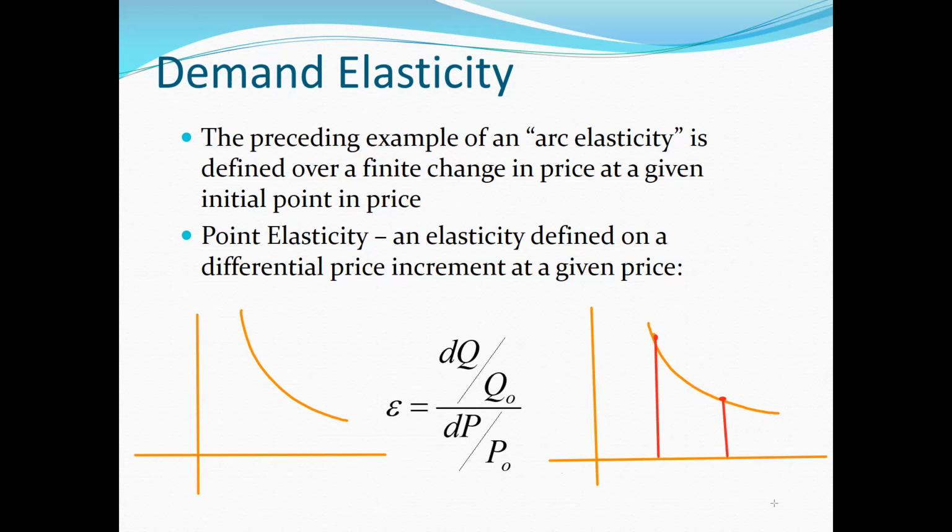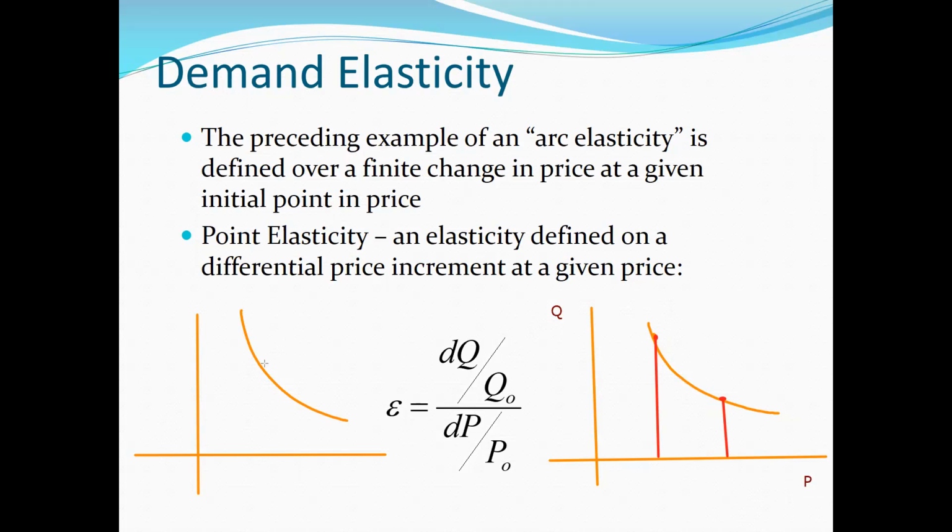I didn't actually label my axis here. Let's say the y-axis is the q-axis, and the x-axis is the price axis. So as price goes up, arc elasticity is based on these two points that are far apart from each other, and you're trying to figure out what the elasticity is when you apply the formula that you saw in the previous slide. But when you're talking about point elasticity, you're not worried about that. That's defined over one single point, not over two different points.